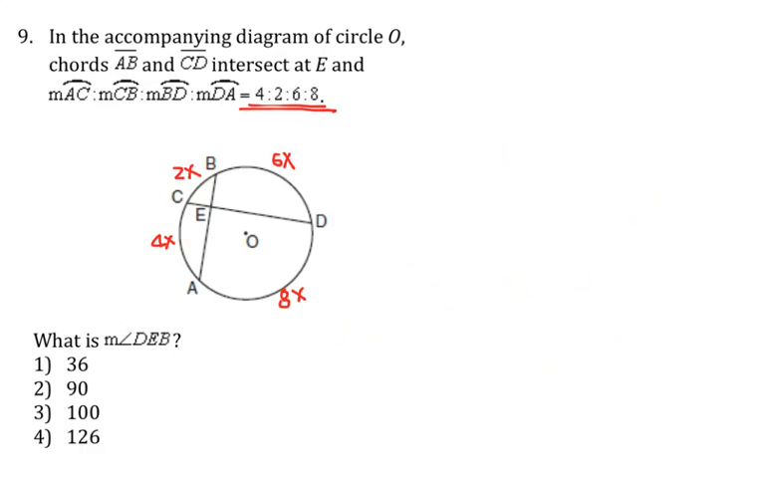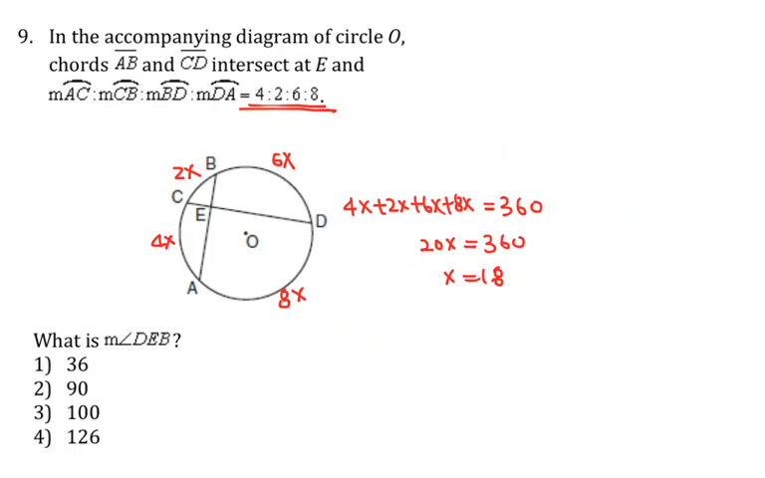Notice that when you combine all of them, that's the angle around the circle, which becomes 360. So what we can do is 4x + 2x + 6x + 8x. That must be equal to 360. Then when you combine them together, we get 20x equals 360. Now, when you divide by 20, then x equals 18.